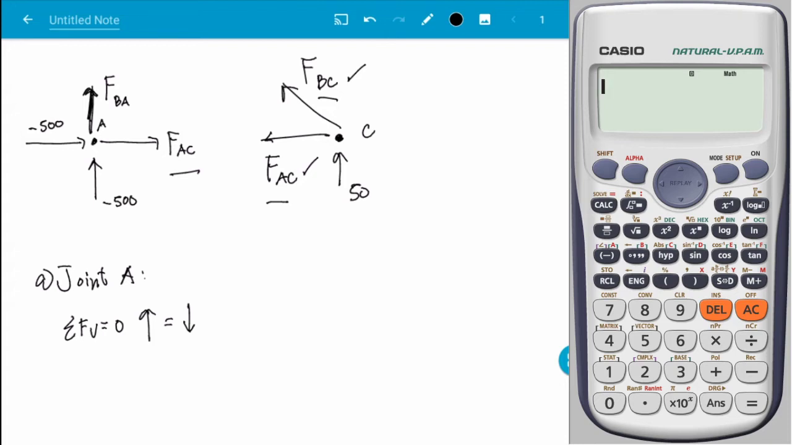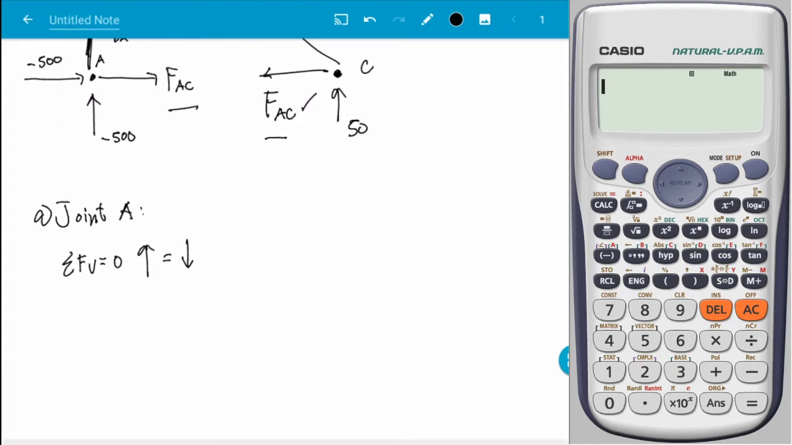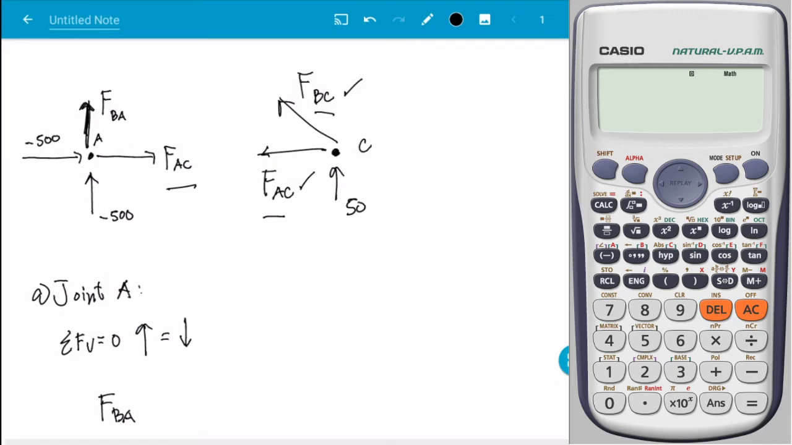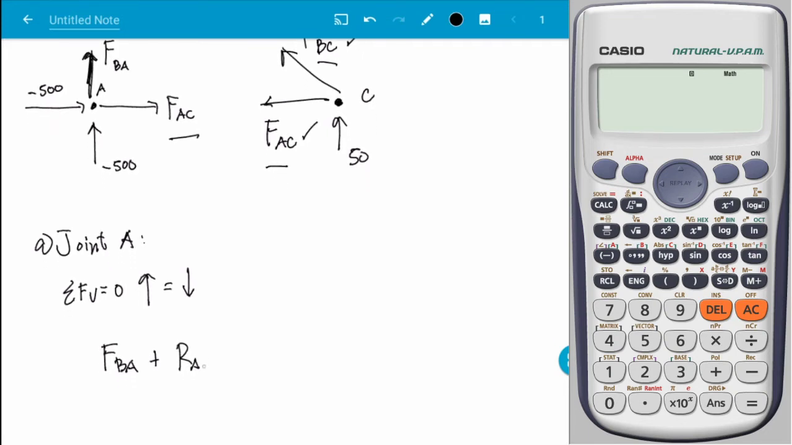Now, from my figure, ang forces upward, guys, is ito, yung FBA. Di ba? Upward kasi, from the figure. FBA is upward. And then yung RAY ko, upward din kasi yan. Okay, so i-plus ko din yan, plus RAY. Kasi upward din yan.